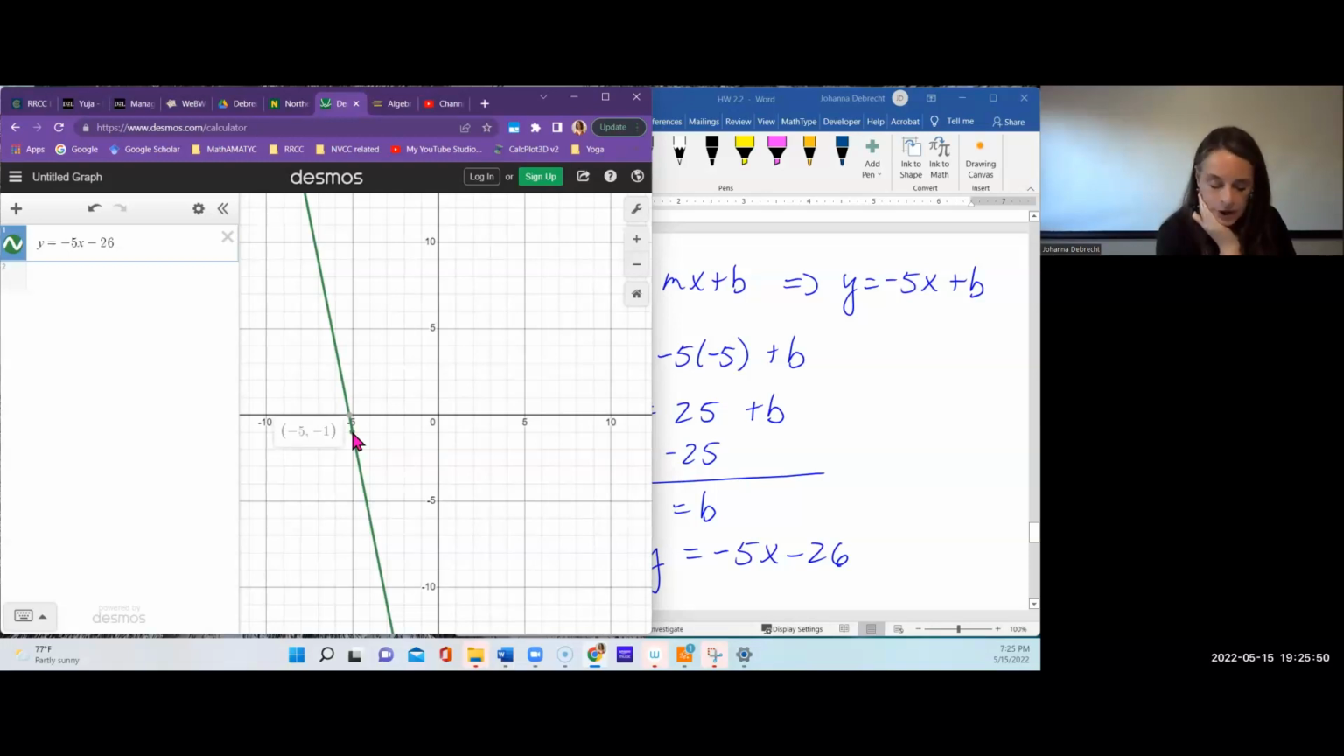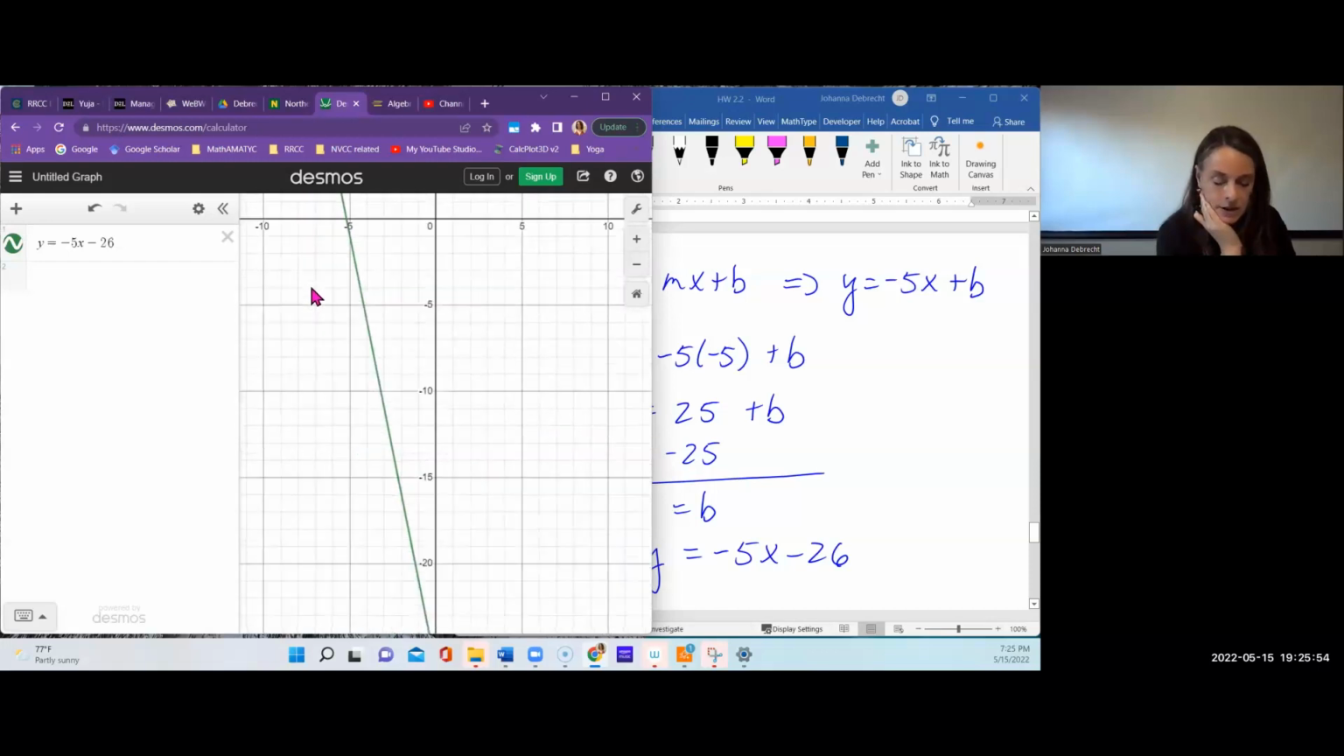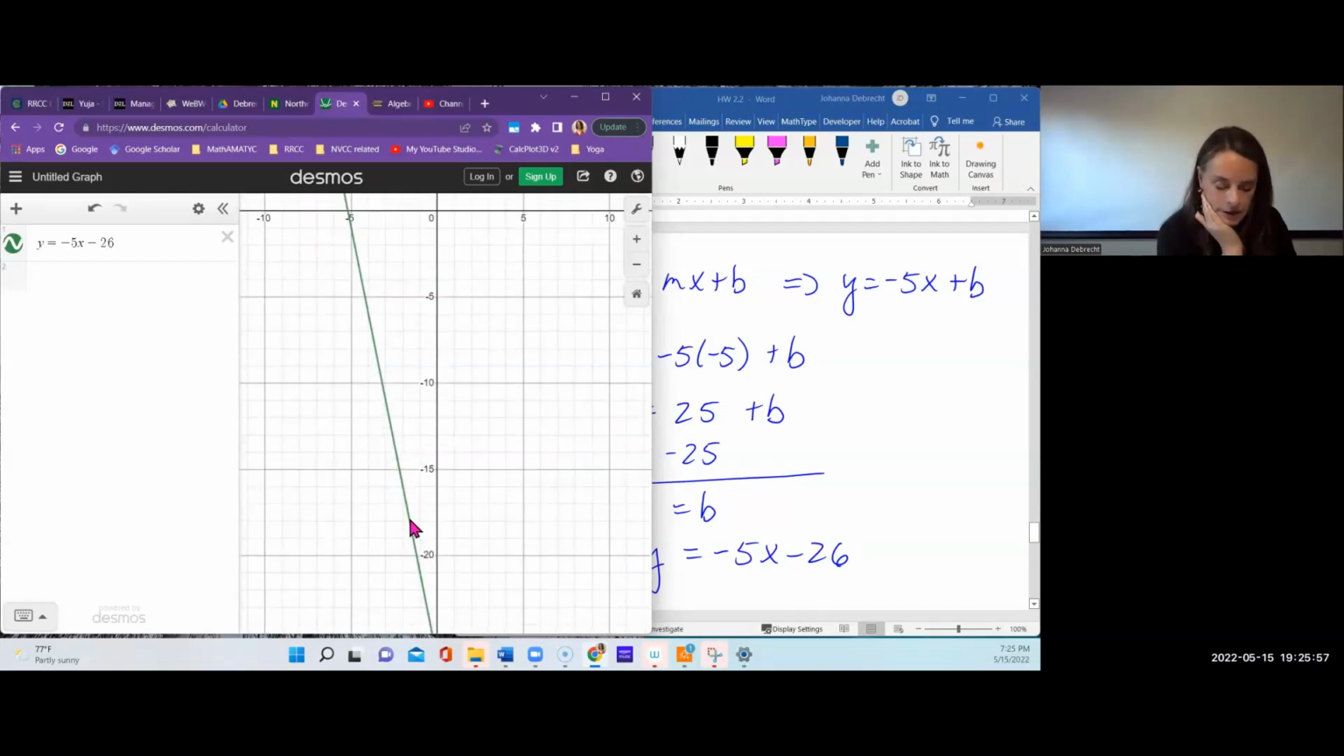And our other point was, I think, let's see, we can also click on it and drag it up. I think it was at -2 something. Yes, right there, -2, -16. It is on the graph. Notice that the graph is very steep and downhill, which jives with what we got for the slope of -5.